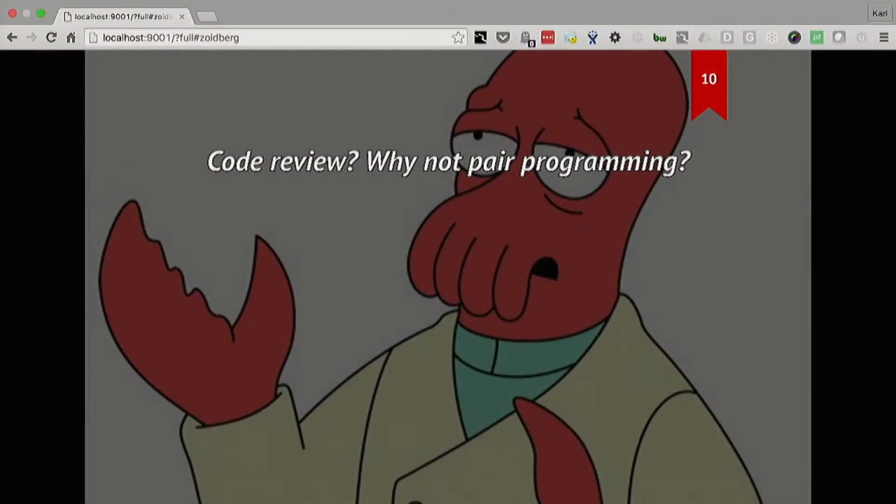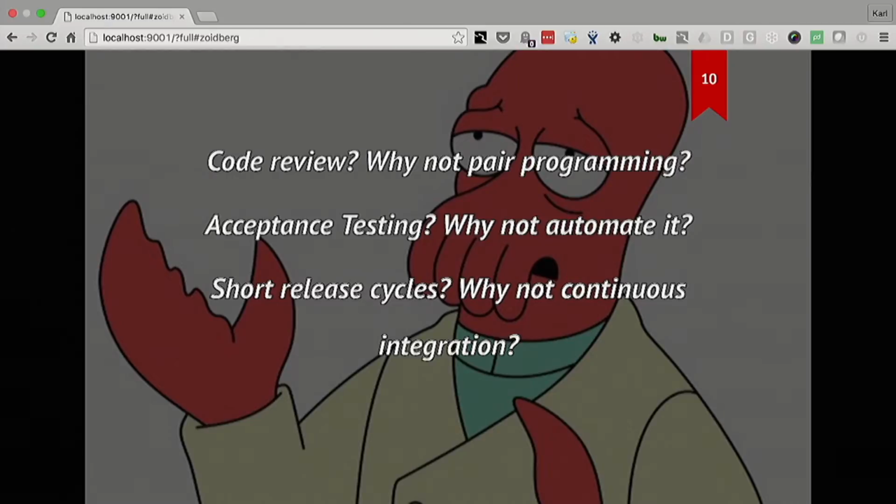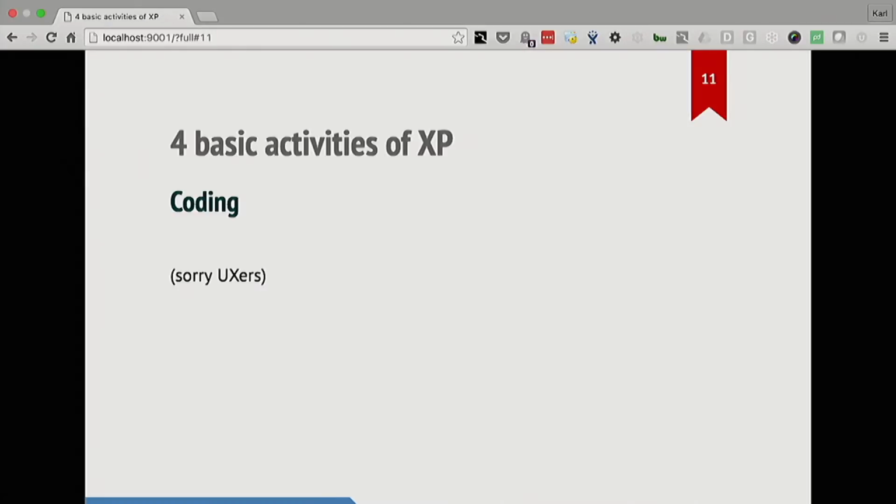So if we're going to do code review, why not do pair programming? Pair programming, of course, is code review in real time, okay? And so why not do that? Or acceptance testing. We know that it's a good idea, I hope, to do acceptance testing, so why don't we automate that? And short release cycles, hell, why not continuous integration? And so we think about these principles of programming that we're going to take to the extreme.